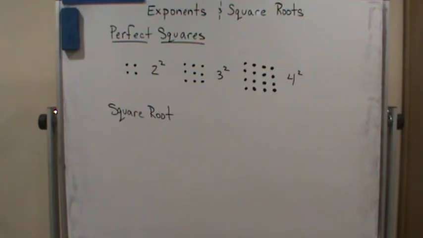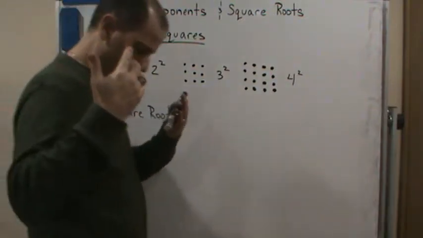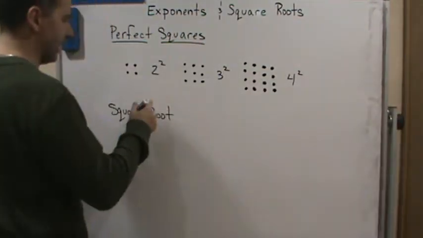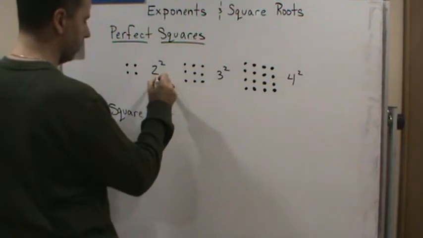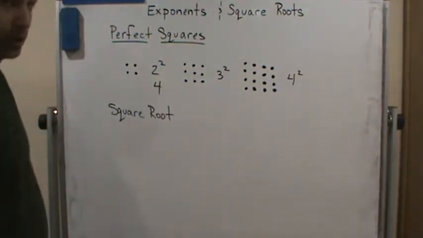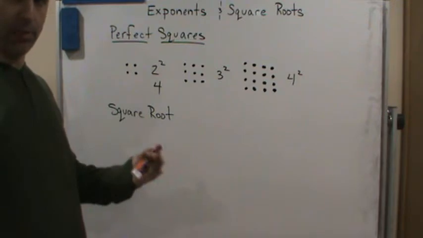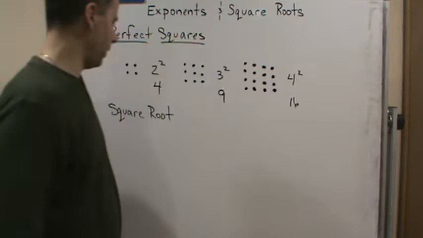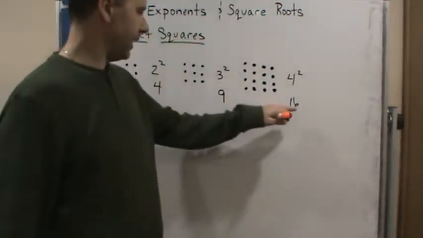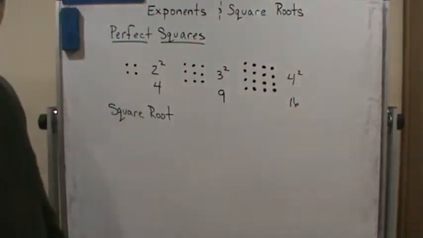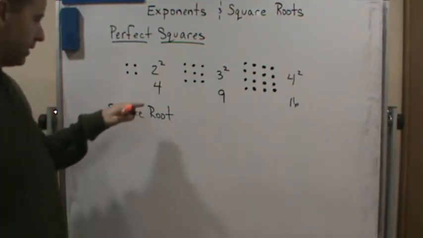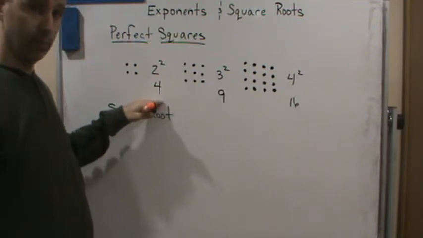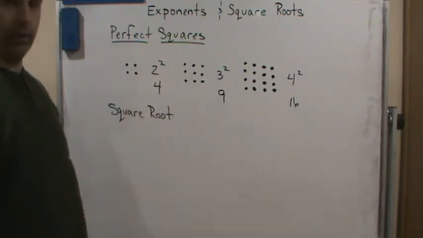Okay, so by definition, when we say this number is a perfect square, it means that we can make that number by multiplying a number by itself, some other number, right? So what do we get? We get 4, 9, and 16. So guess what? 4, 9, and 16 are what we call perfect squares, because we can find a number multiplied by itself to get that number.